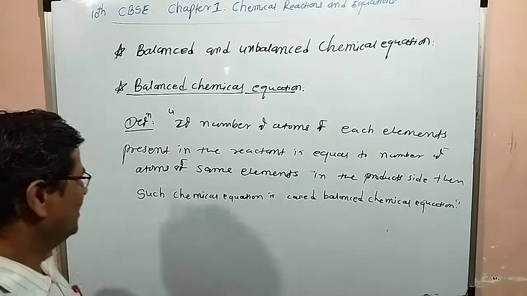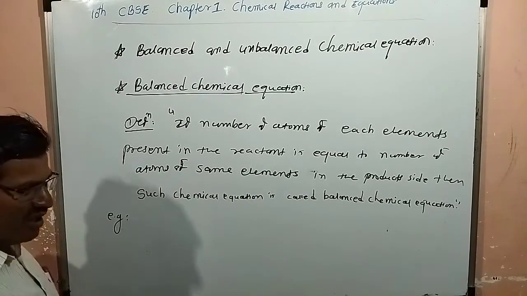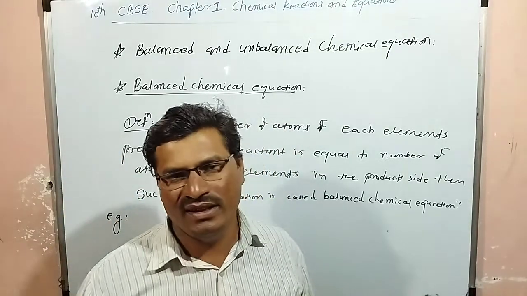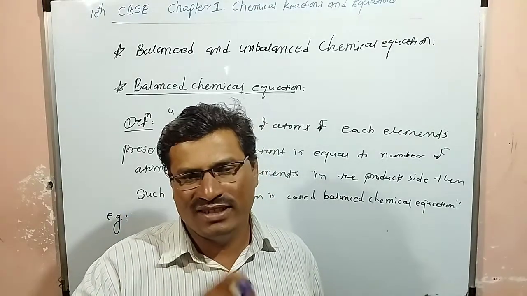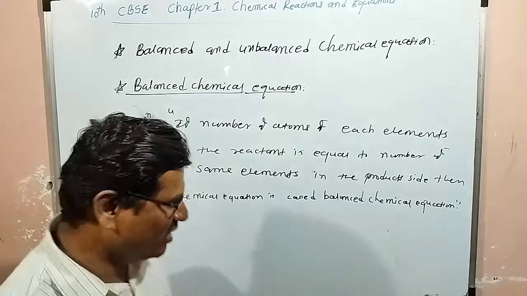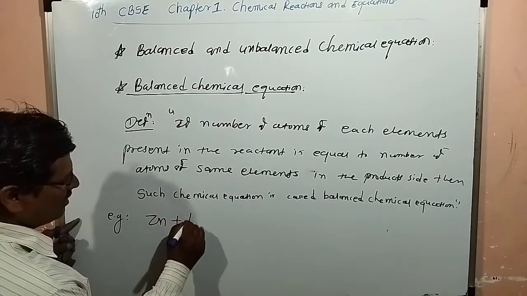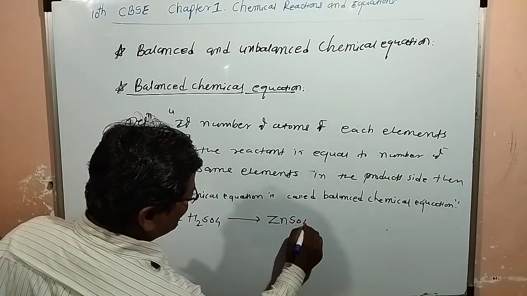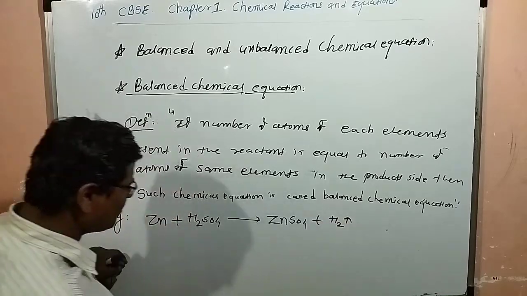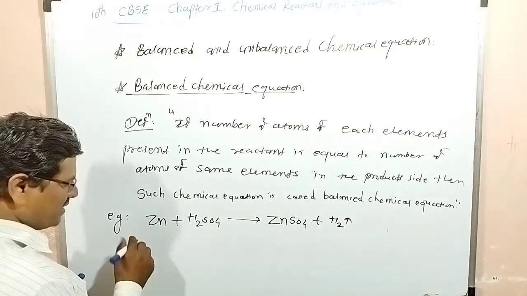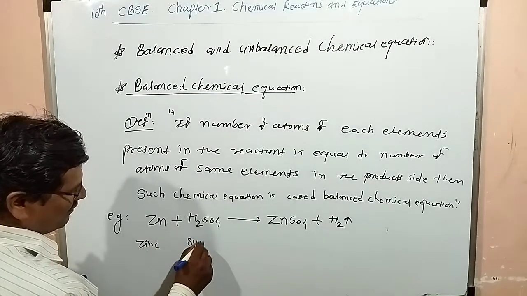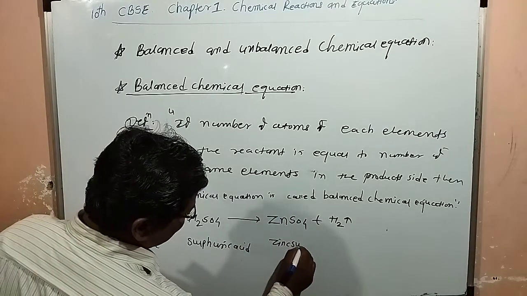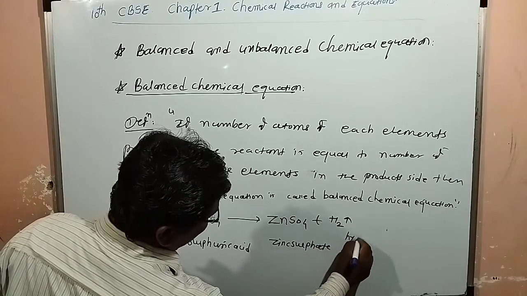One example we'll take, which we have studied in an activity. If you take zinc granules and add sulfuric acid, it produces zinc sulfate plus hydrogen gas. So the example is Zn plus H2SO4, and it gives ZnSO4 plus H2 gas. Zinc plus sulfuric acid gives zinc sulfate and hydrogen gas.